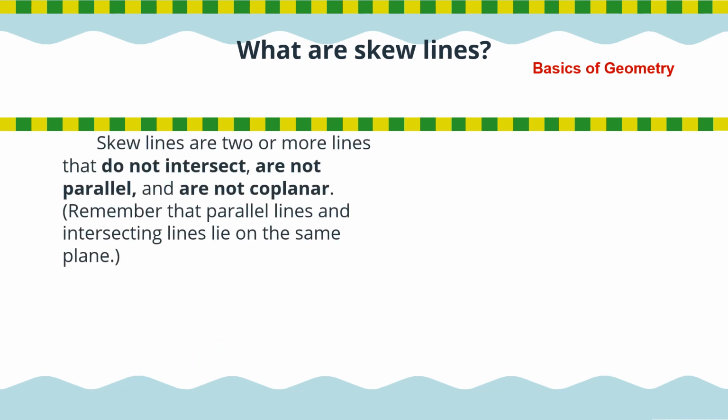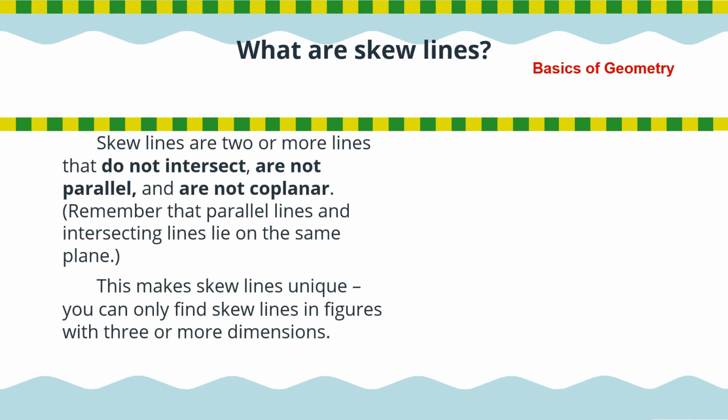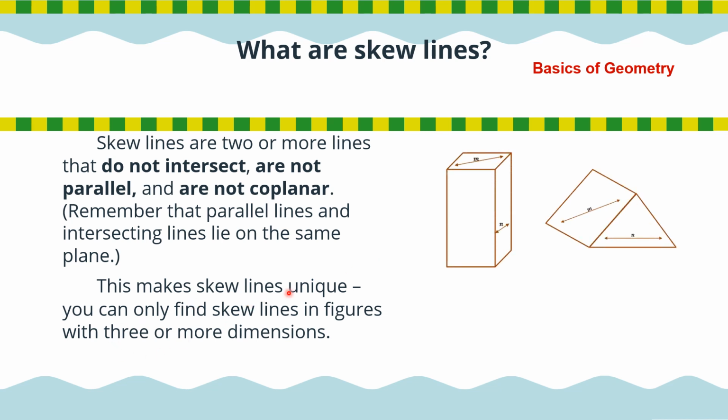Okay, so what are skew lines again? So we remember that skew lines are two or more lines that do not intersect, are not parallel, and are not coplanar. So remember that parallel lines are lines that lie on the same plane. This makes skew lines unique. You can only find skew lines in figures with three or more dimensions.